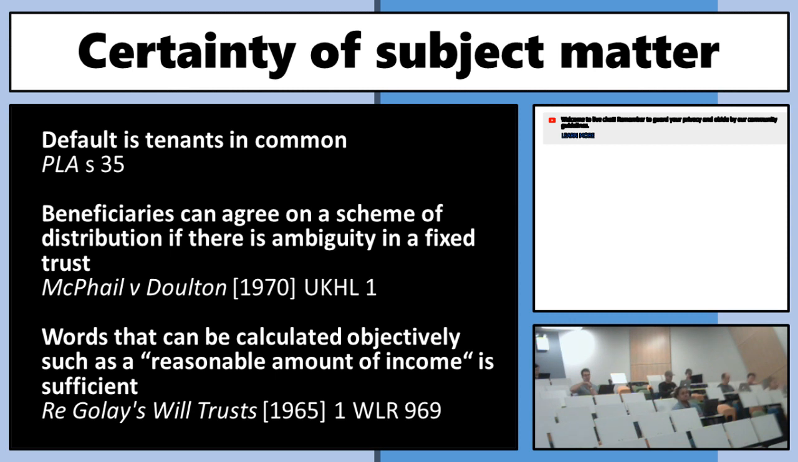Depends on a lot of things. And the capital itself that is to be distributed matters too. So as a rule of thumb, you can determine a reasonable amount objectively for income, not for capital. That's Re Golay's. Okay, and if there's ambiguity in a fixed trust, you can also ask the beneficiaries to sort it out themselves.